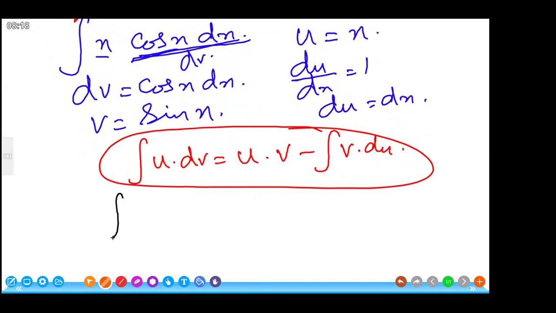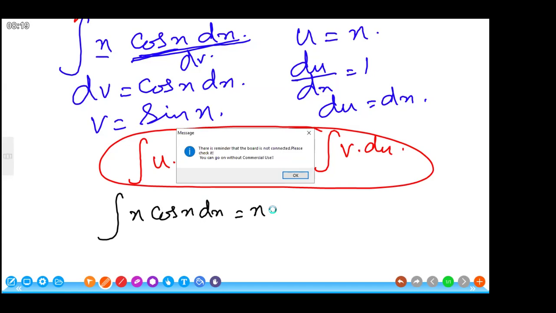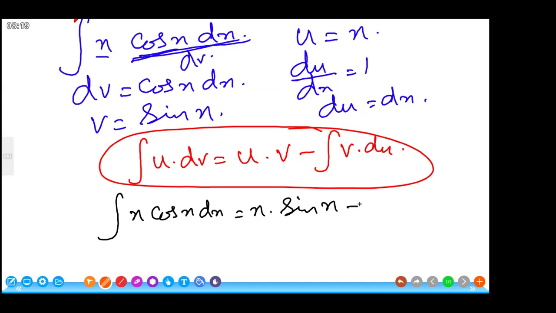First one is integration of u into dv, that is x into cos x dx. That is the function that we want to solve. That can be written as u into v. What is u? u is x, into v. v is sin x, minus integration of v. What is v? Again it is sin x, into du. So we'll have to write in terms of dx. So that is dx, because du is equal to dx. Any questions?